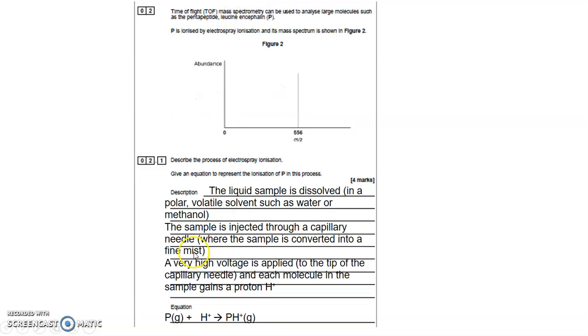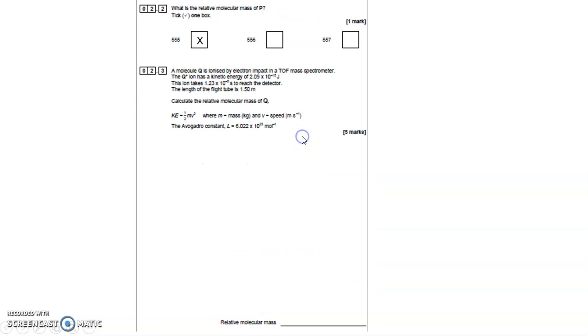Well, H has a mass of 1, so H plus, where it's lost an electron. The electron doesn't weigh anything, or the mass of an electron is negligible, so it's a mass of 1. Take away an electron, which is negligible. That has got a mass of 1. So before it is 556, take away 1. So the mass of the P before it's gained the H plus, which has got a mass of 1, is 556 take away 1 is 555.